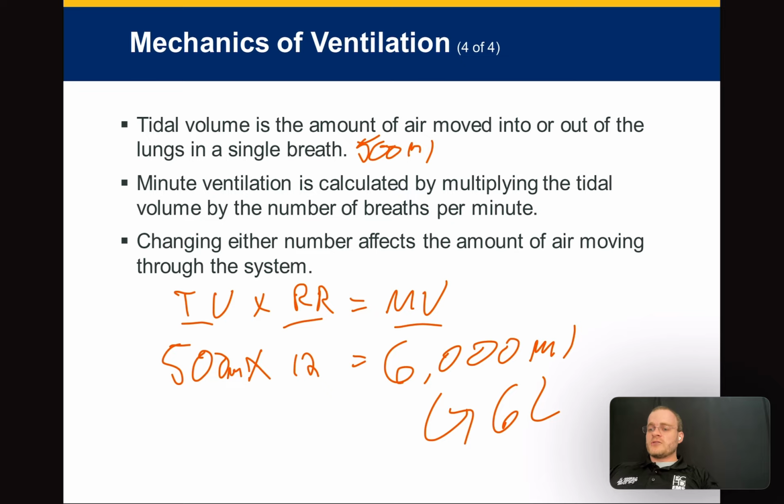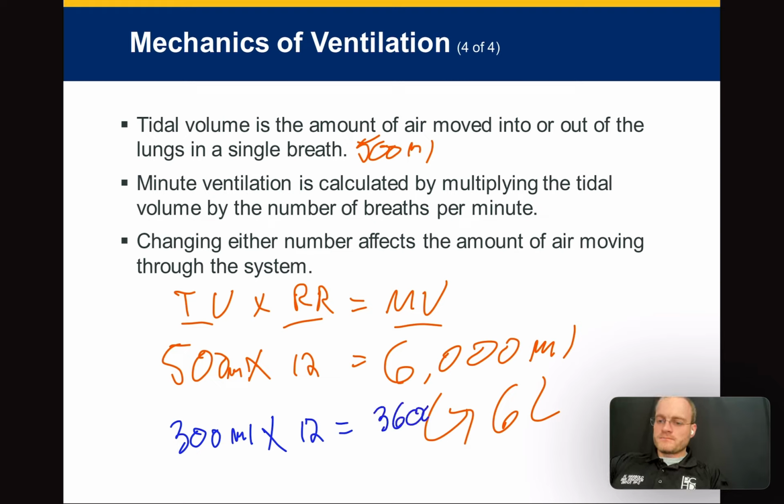So again, don't just panic and be like, gosh, I can't figure it out. You can figure it out. Just work your way through it. And then changing either number affects the amount of air moving throughout the system. So hang with me. Let me do a little different math. Let's say someone's breathing 300 for their tidal volume. So they're not breathing the normal 500, but they're still breathing 12 times a minute. What does that equal? That's 3,600, so 3.6 liters. So you can see how when we change one of these numbers, it can change significantly.